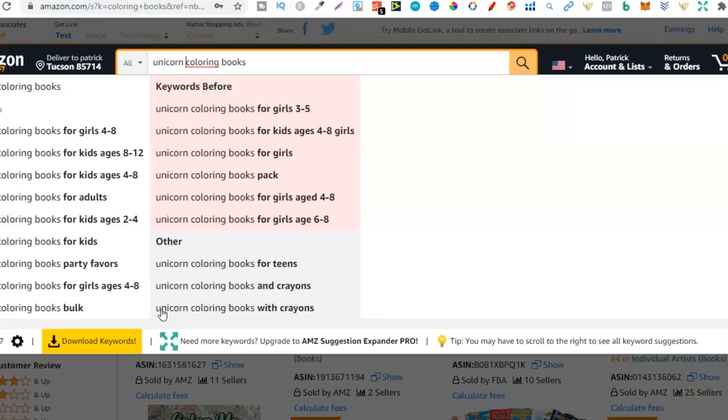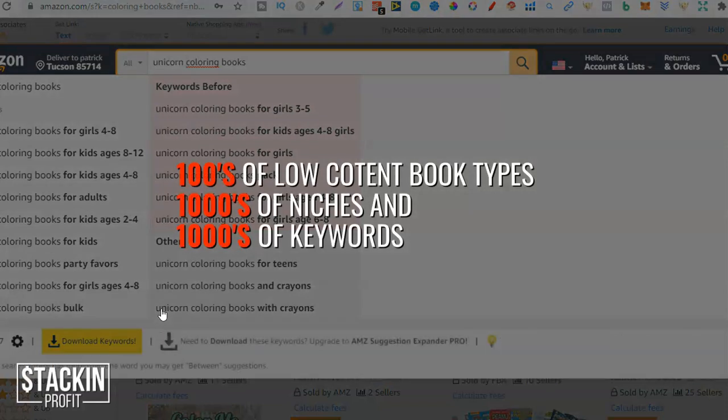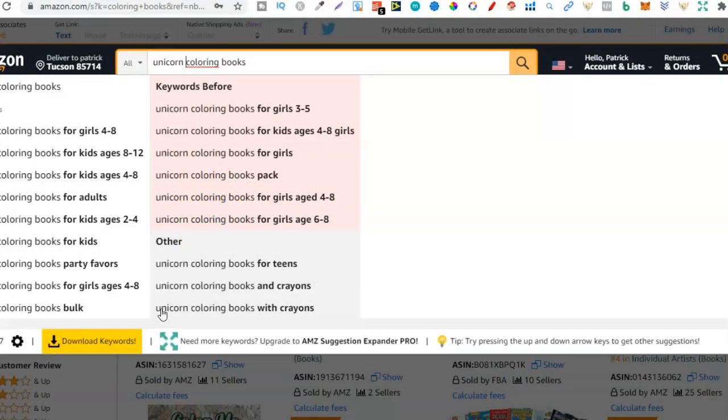can target. So remember that there's hundreds of different low content books or different types. Then there's thousands of niches within these book types, and then there's thousands of keywords within these book types as well. And the more that Amazon grows day by day, the more keywords there are going to be. Now we see all of these keywords for unicorn colouring book, but if you come back in a month, 2 months, 3 months, then there's probably going to be a lot more different keywords because Amazon's always evolving. But this is why I never run out of ideas.